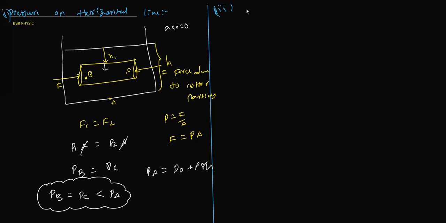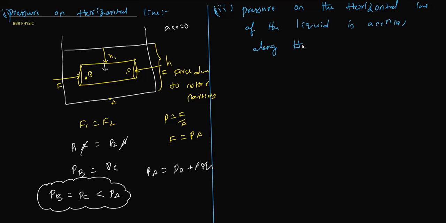In case 3, what I want to discuss is pressure on the horizontal line when the liquid is moving with acceleration A along the horizontal direction. See, let me take a container here first.